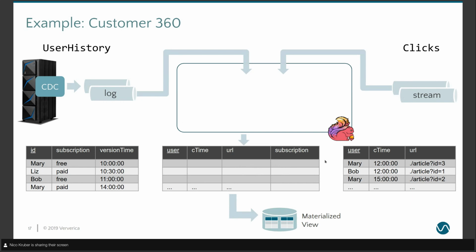So when we get things in, let's say at first we have a click stream, we see Mary. This is Mary from 12 o'clock, so it should be merged with Mary's free subscription from 10 o'clock. Then I see the second thing. This will be Bob, also from 12. Bob here is from 11, so that's before, that's fine. It's also joined. And eventually, the clickstream will get to an event that is from Mary, but at a later point in time, so 15 hours. At that point in time, Mary has already changed her subscription to the paid version. So this one should be reflected in here.